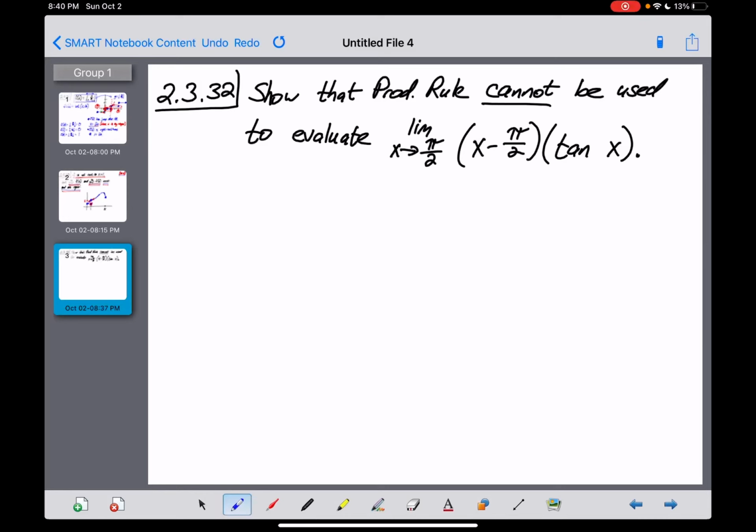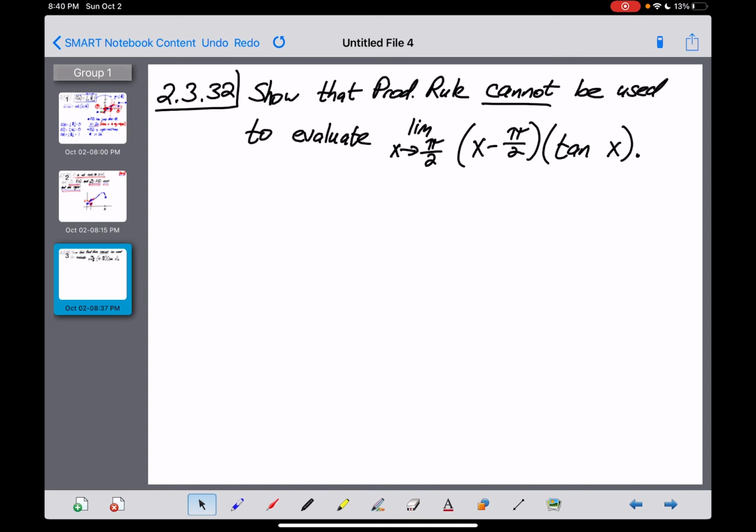2.3, problem number 32. We could get into a really long explanation of this one, but I've got a feeling most of you guys would prefer the short version. So in this section, which we brushed through in the notes pretty quickly, they talked about all these different rules for evaluating limits, and one of them was the product rule. We didn't spend a whole lot of time on it, but 32 says that they want us to show that the product law cannot be used to evaluate this particular limit in this problem.